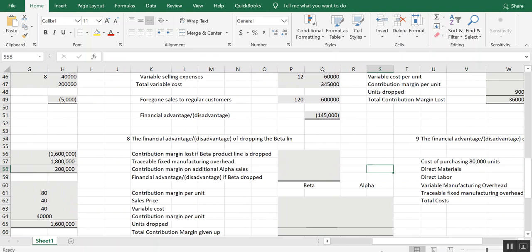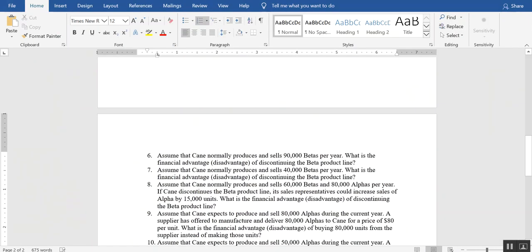Okay, then number 8, if we look at that one, it says assume that Kane normally produces and sells 60,000 betas and 80,000 alphas in a year. If Kane discontinues the beta product line, its sales representatives could increase sales of alpha by 15,000 units. What is the financial advantage or disadvantage of discontinuing the beta product line?